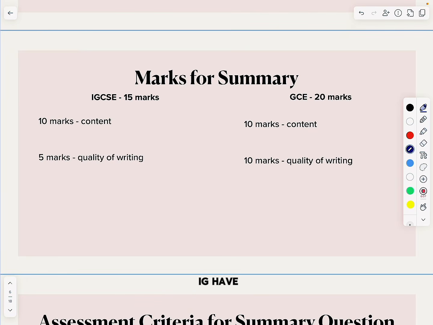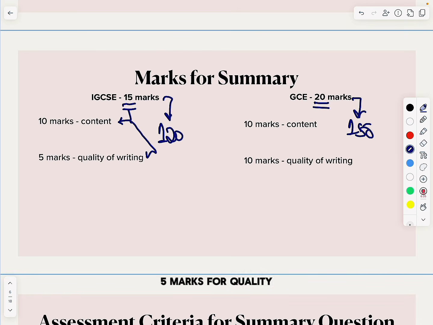Now, again, GCE and IGCSE do have their differences in lots of things. Of course, with the wording changing, the marks are going to change as well. IGCSE has fewer marks, thereby a smaller word limit as well, and GCE has more marks, so more words. It's 20 marks against 150 words and 15 marks against 120 words. Those 15 marks are divided into 10 marks for content and 5 marks for quality. The 20 marks are divided into 10 marks for content and 10 for quality.